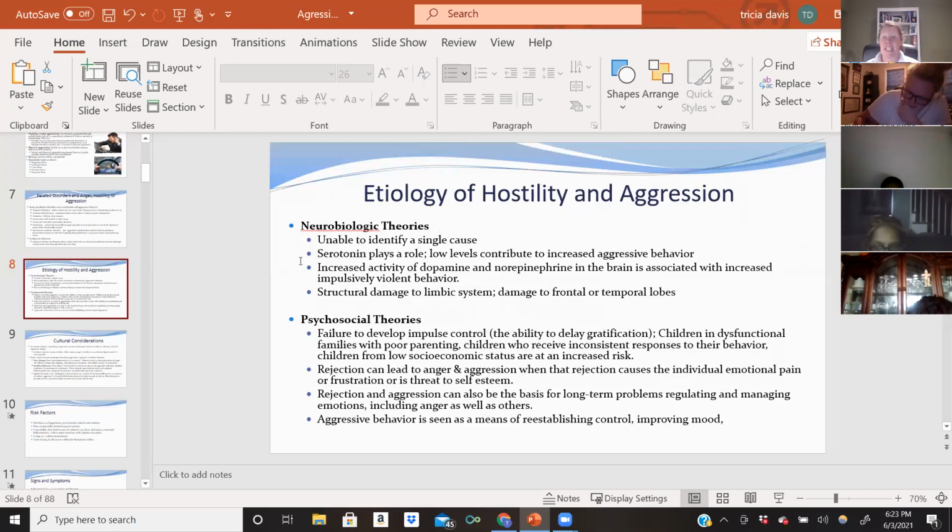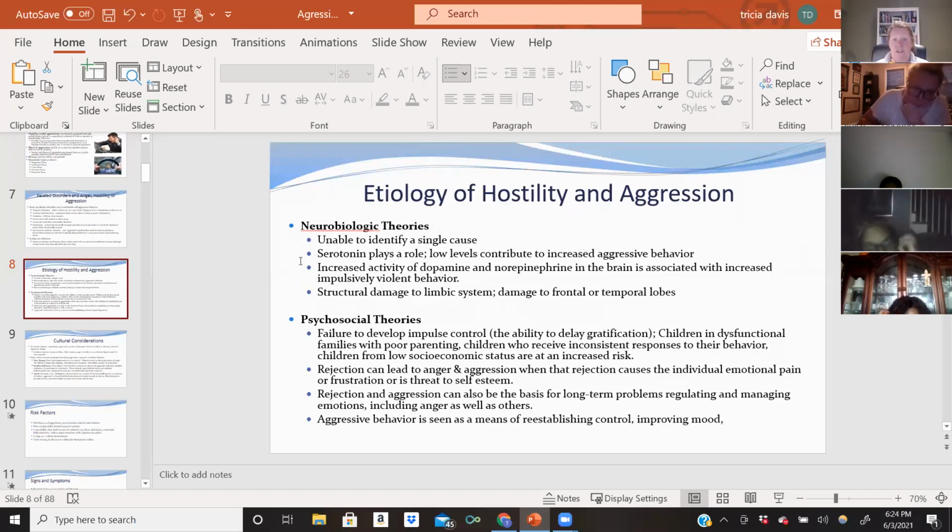And then sometimes just being inconsistent. So doing what we say we're going to do. If we tell little Johnny that if he spits on his sister one more time, he's going to have to sit for 10 minutes, then when he does that, we need to be consistent. And then we also see it with children from low socioeconomic statuses, who are also at an increased risk.